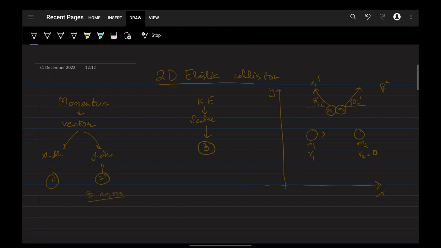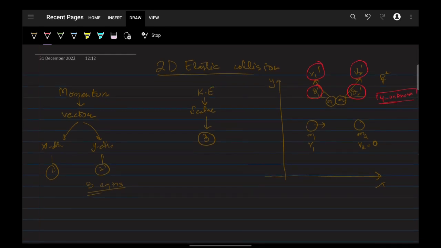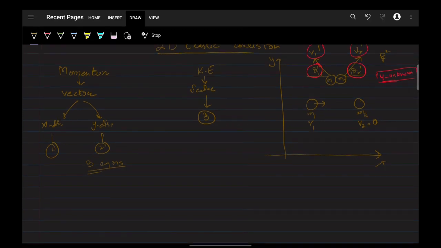So let's see how many unknowns we have. We have the unknowns v1 dash after the collision, v2 dash after the collision, theta 1 dash after the collision, and theta 2 dash after the collision. So we have 4 unknowns. In order to solve these 4 unknowns, it's a prerequisite that we know one of them. So usually we can take theta 1 dash known or theta 2 dash known. So let's write the equations that are present.